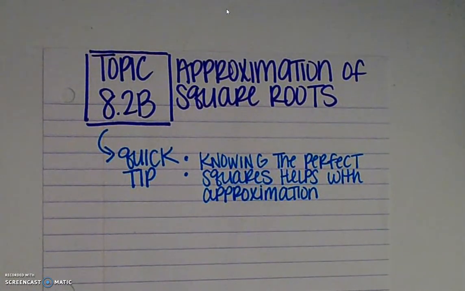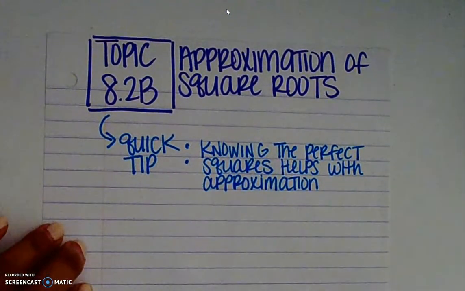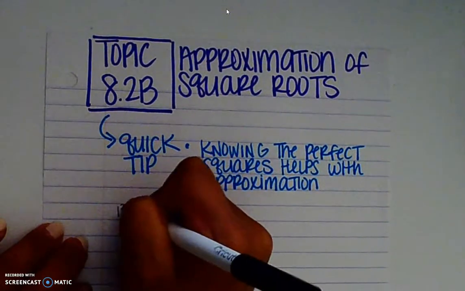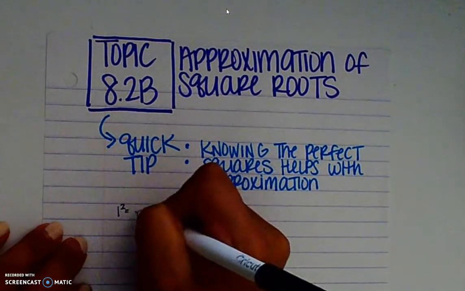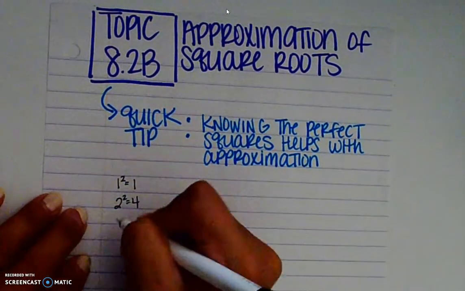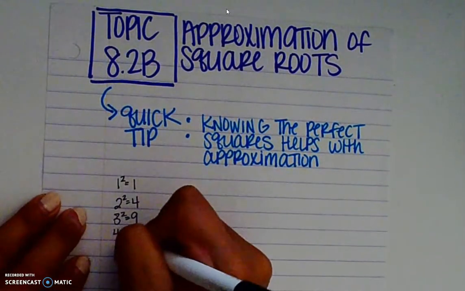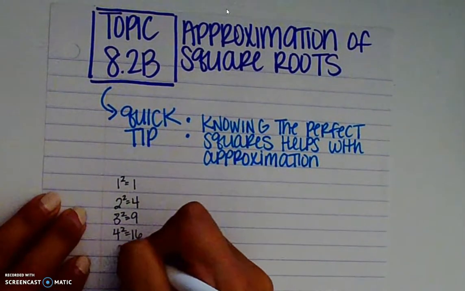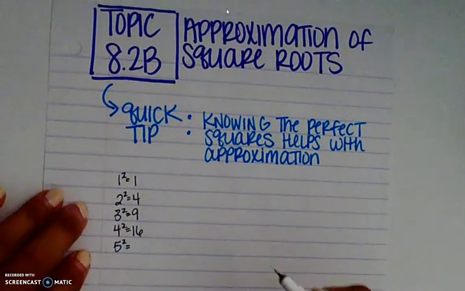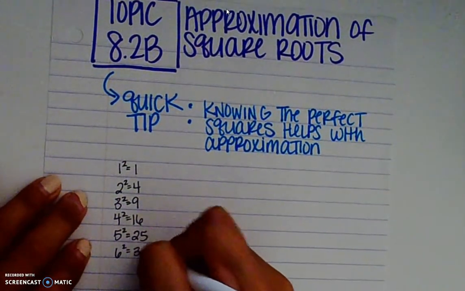So again, a perfect square we talked about yesterday are those nice pretty numbers that when you square them, you get a whole number. So for example, 1 squared is 1, 2 squared is 4. Again, the list can go on. These perfect squares, 3 squared is 9, 4 squared is 16, 5 squared is 25, 6 squared is 36.